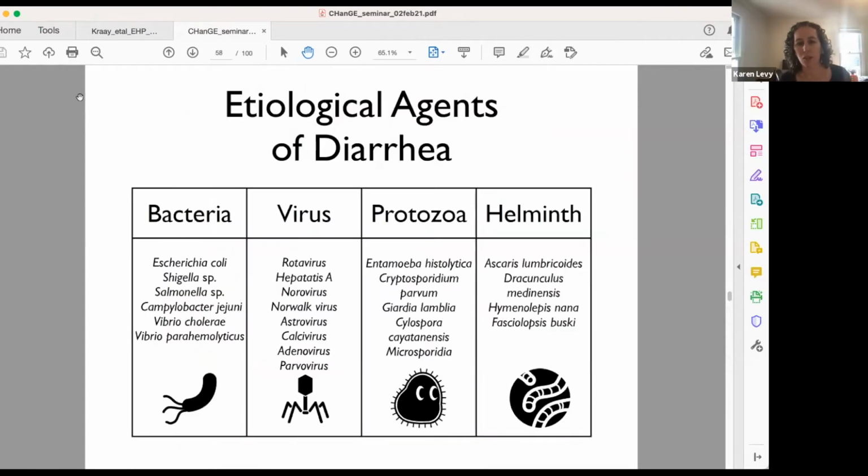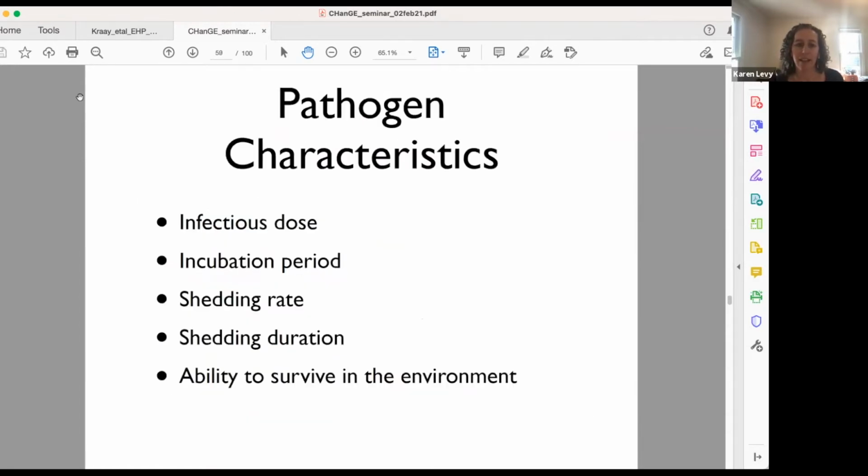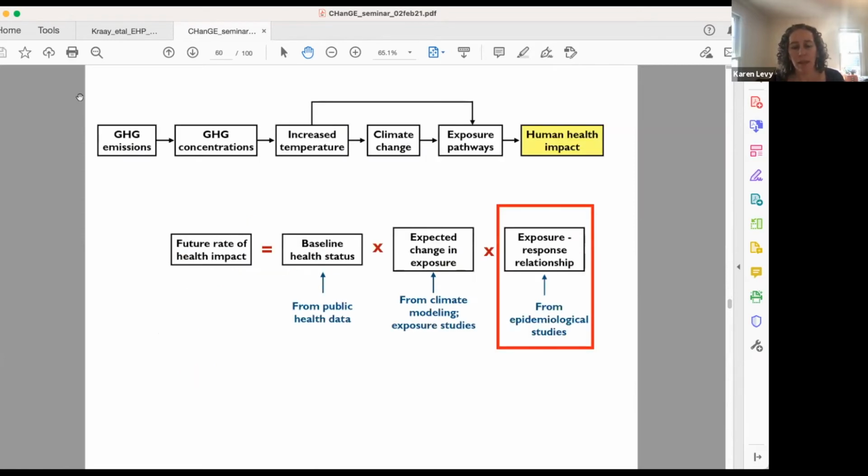And then also complicating matters further, diarrhea isn't one single illness. There are multiple different agents of diarrhea that span multiple different taxa. Each of those has different characteristics, different infectious doses, incubation periods, shedding rates and durations. And importantly for this topic, they all survive a little bit differently in the environment. So that was the exposure pathways complications.